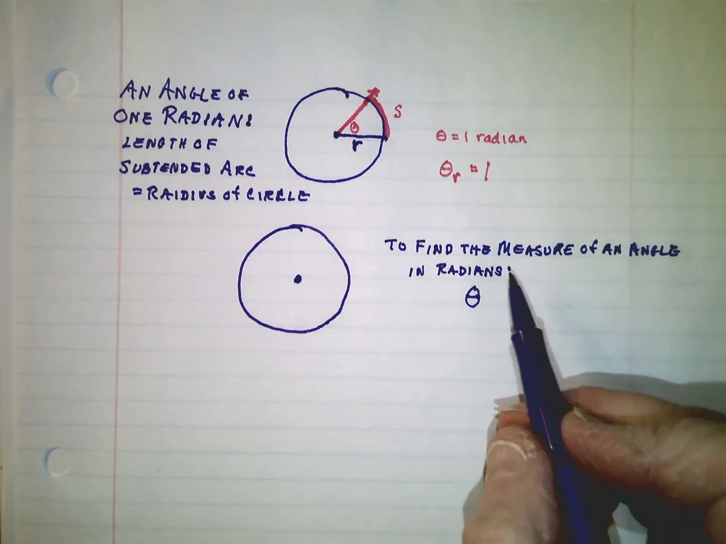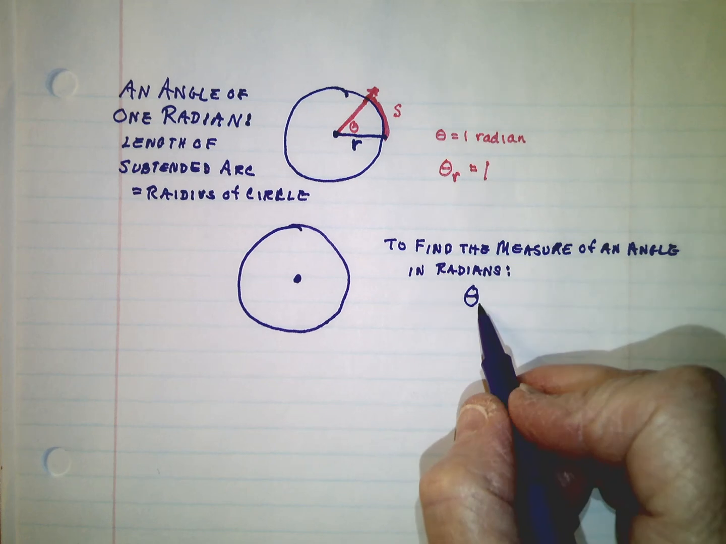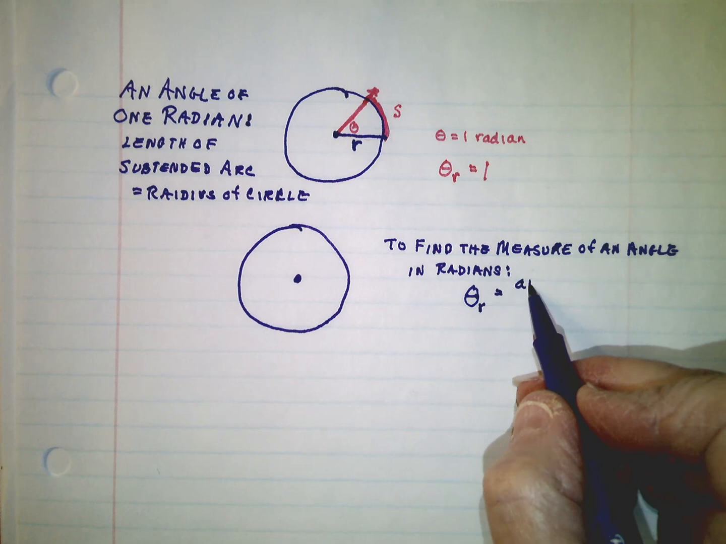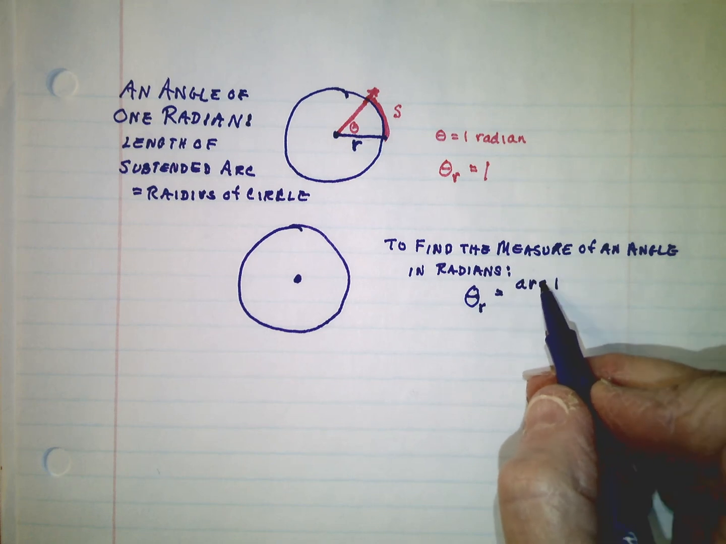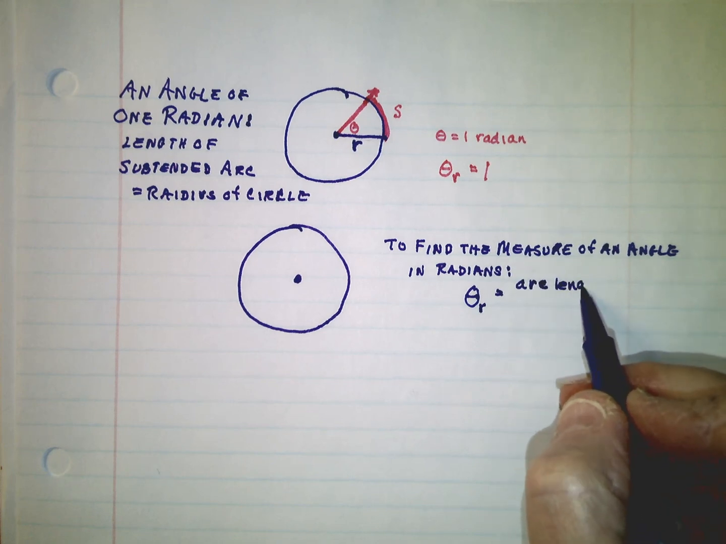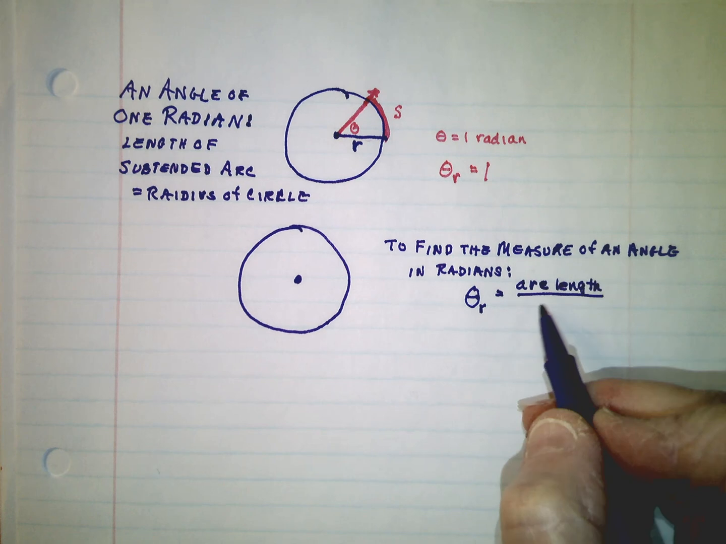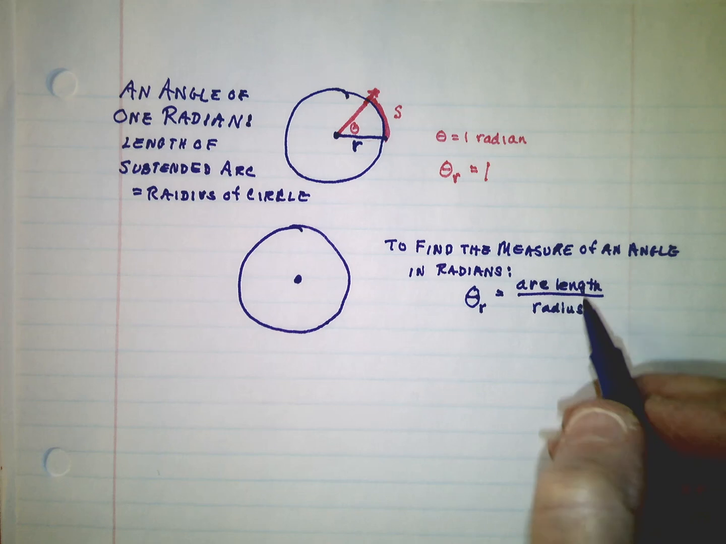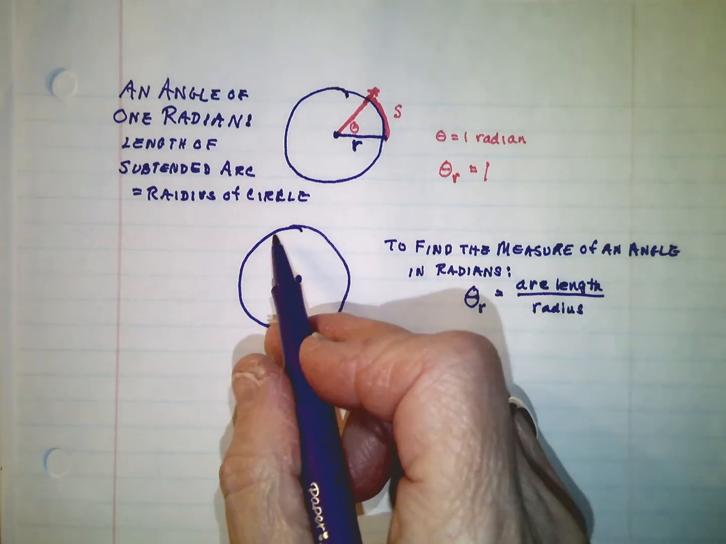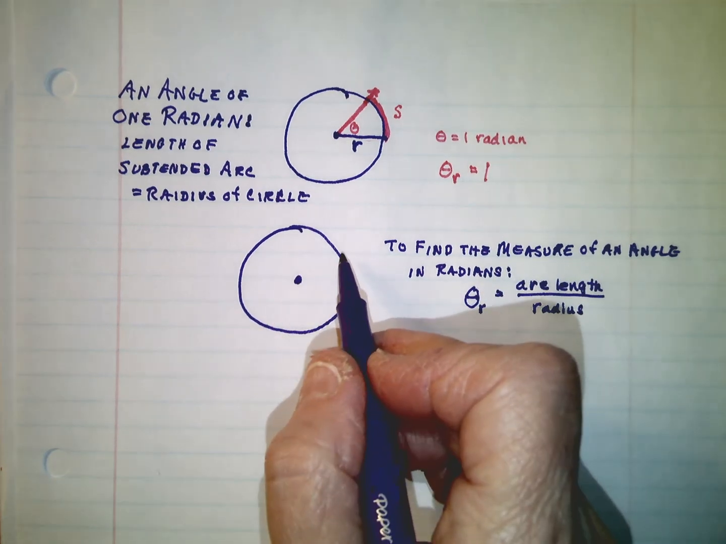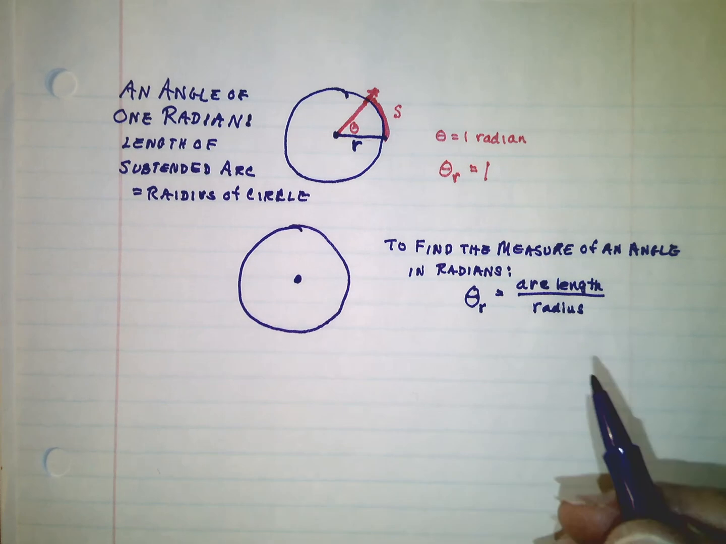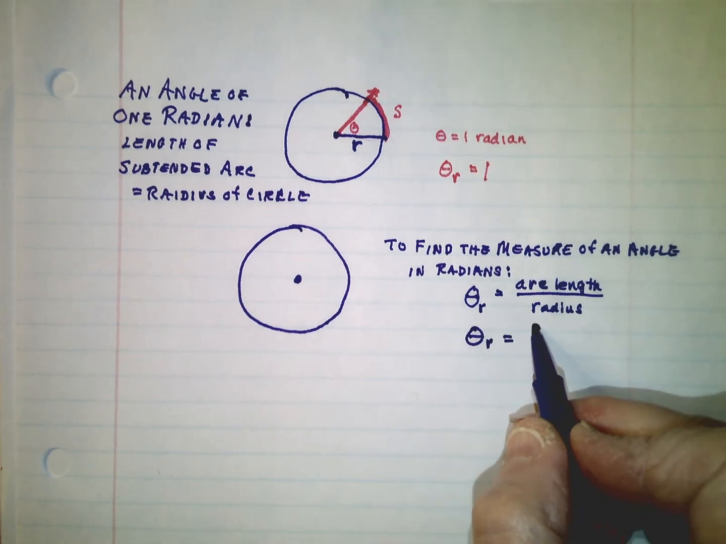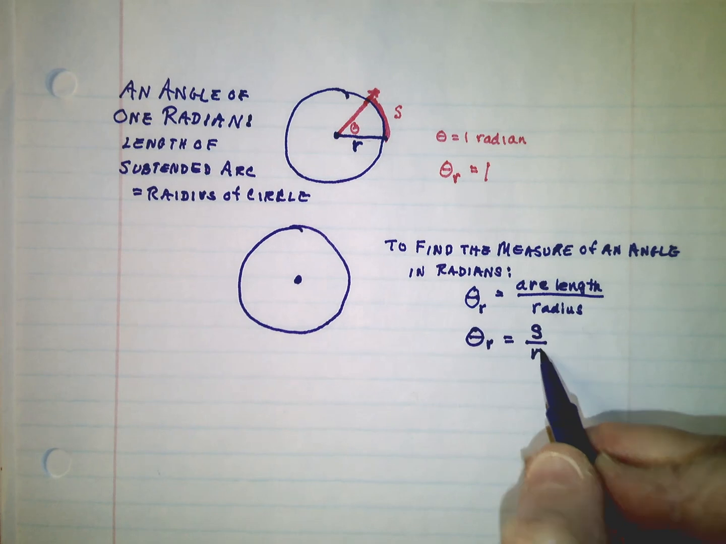It's pretty short. To find the measure of an angle in radians, I'm going to put a little subscript r there. We simply take the arc length, it's supposed to be a c there, and divide it by the radius. How many radii long is our arc? How many radiuses could we fit in the particular arc? This is also written S for the subtended arc divided by the radius.